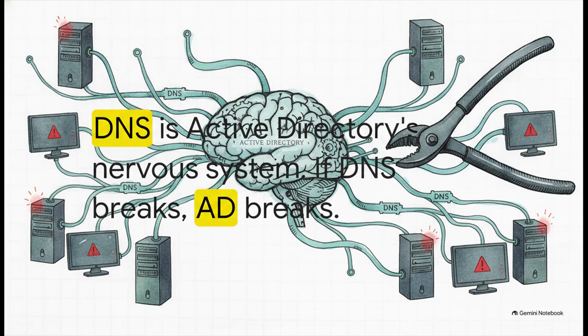So the crucial point is this: DNS is Active Directory's nervous system. I literally cannot overstate this fact. Active Directory depends entirely on DNS to locate domain controllers via SRV, or Service Locator Records. If DNS breaks, AD breaks. It's that simple. Domain controllers won't replicate, group policies won't download, and user logins will fail entirely across the board. You should always use AD-integrated DNS zones for your internal domain to ensure automatic, secure replication.